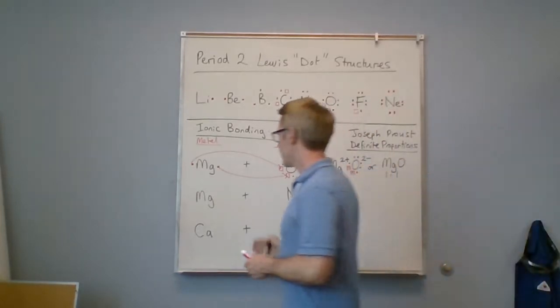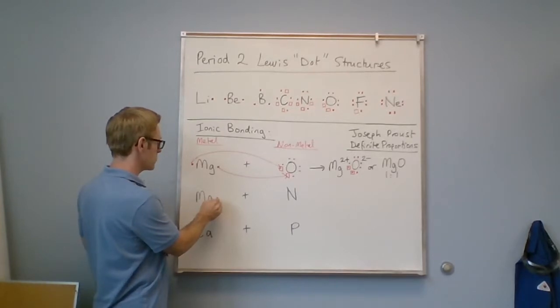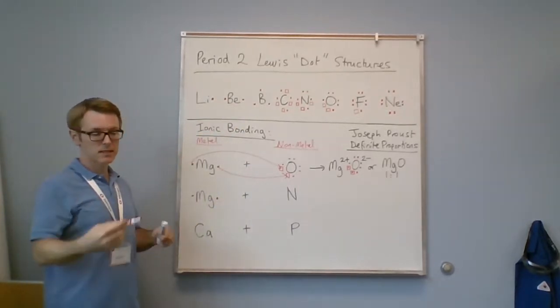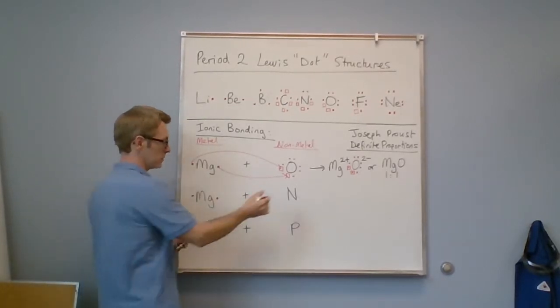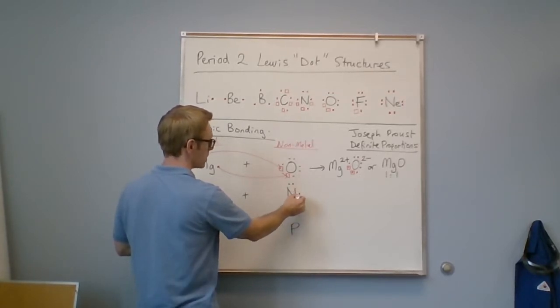We'll repeat again for magnesium, this time with nitrogen. So magnesium has 2 valence electrons. Again, because it's in the same group as beryllium, it's an alkaline earth metal. It's a group 2 metal. Nitrogen has 5 dots and 3 boxes.